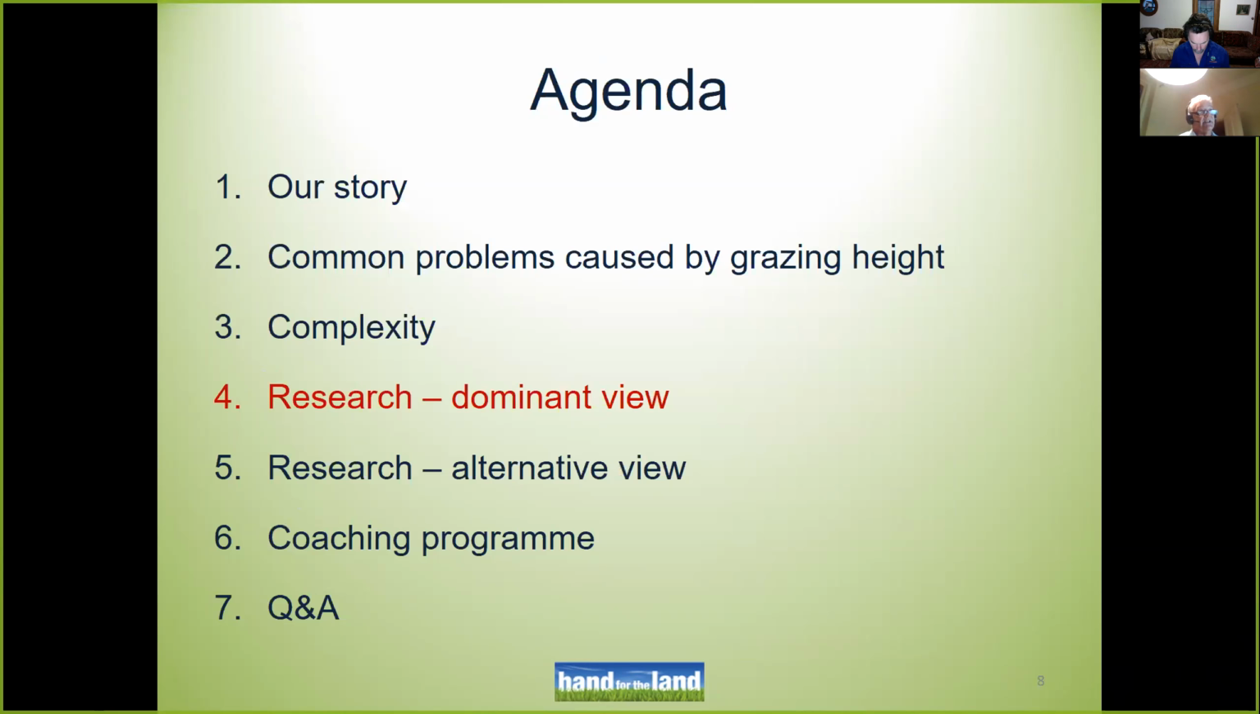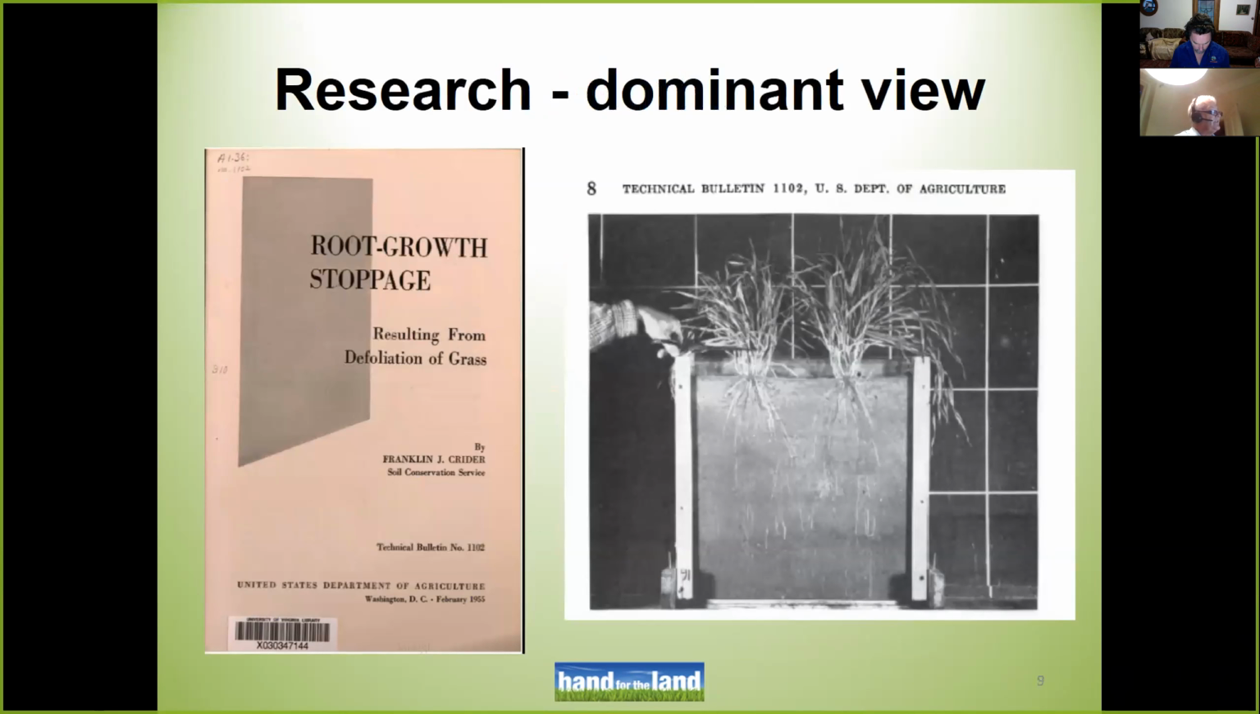And the other ones like Neil Dennis, Gabe Brown, Johan Zietzman, they talk about high utilization. The science that the low utilization people use is work done by Frank Kreider in the USDA SoilCon, and he called it root growth stoppage and root death, some of the words he uses. This is available, I think, on the internet.